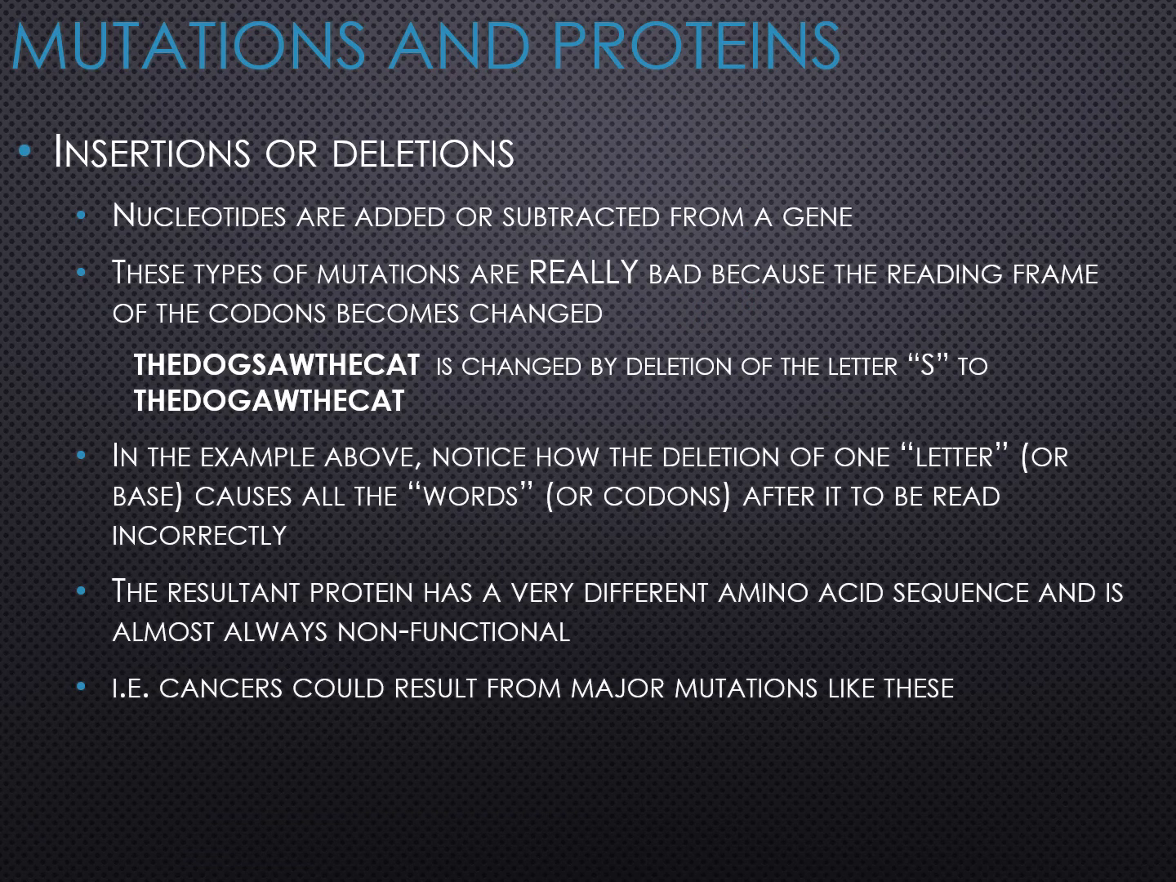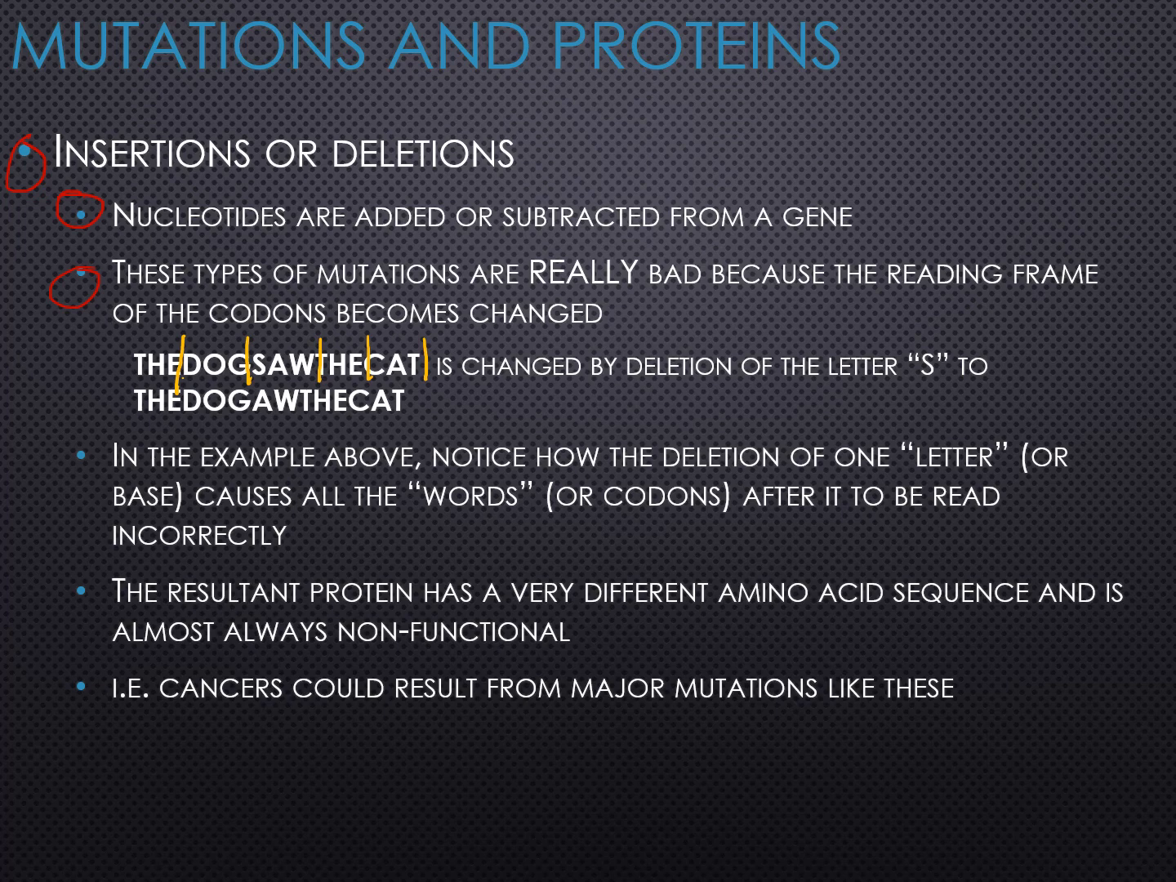Mutations and proteins. So now insertions and deletions, usually much more severe mutations. Nucleotides are added or subtracted from a gene. These types of mutations are really bad because the reading frame of the codons becomes changed. So they can also be called a frameshift mutation. Example, here I'm going to use yellow. So remember that codons and triplets in DNA come in 3s. So the dog saw the cat. So it's in a frame.